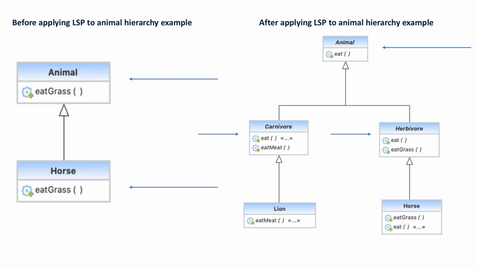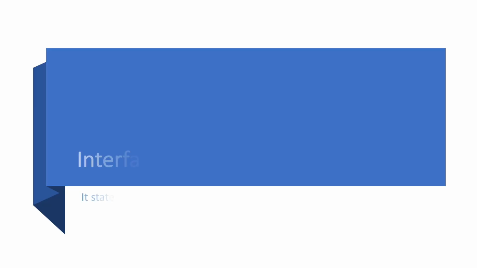In this way we can solve the problem we saw before applying LSP, which was violating the LSP principle. Here we can see that whatever the derived class is, it can easily be substituted, and it has all the functionality and features of its parent class or superclass.